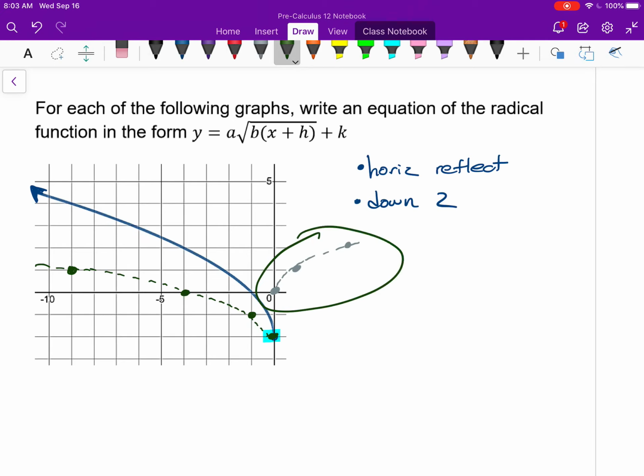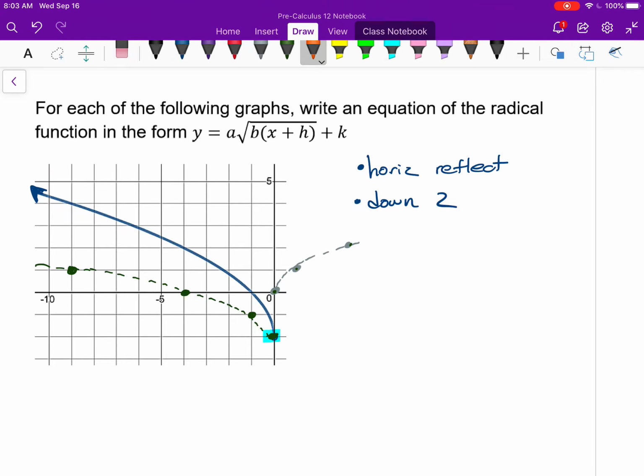Now, if we are still struggling to remember the key points on root x, fair enough. What I just drew in green takes a bit longer, but we want to get that down as soon as possible. So what I have in green is just the horizontal reflection and just down 2. It's clearly not enough. So now what's my transformation?